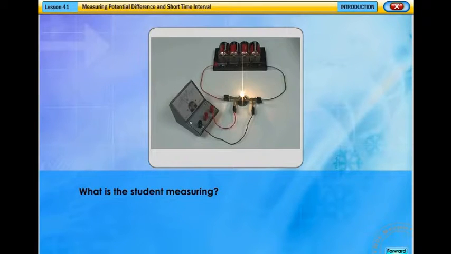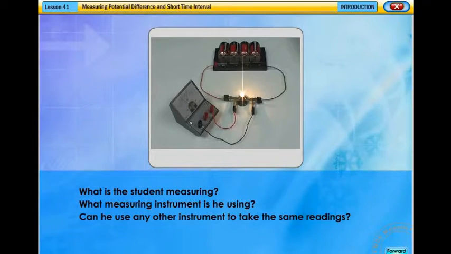What is the student measuring? What measuring instrument is he using? Can he use any other instrument to take the same readings?